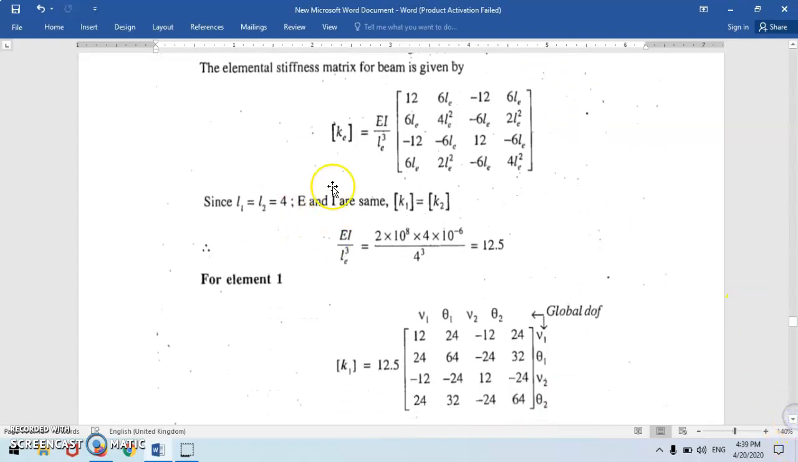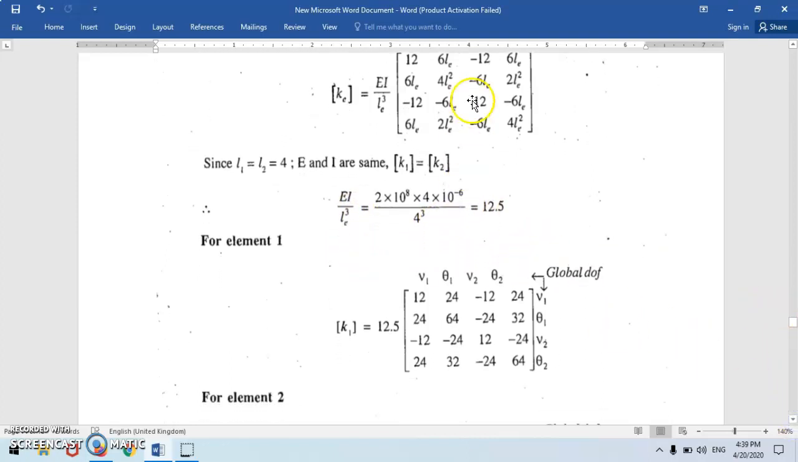First we will find Ke1. To find Ke1, E is known, I is known. What is LE for this? That is 4 meters. That is why we substitute EI by LE cube, and we will get 12.5, which we write here. Wherever there is LE in the stiffness matrix equation: 12 has no LE. 6 into LE, where LE is 4, so 6 4s are 24. Here is minus 12 again, 6 4s are 24 here. Again you will get 6 4s are 24. Here it is squared, so 4 squared will be 16, and 16 4s are 64.